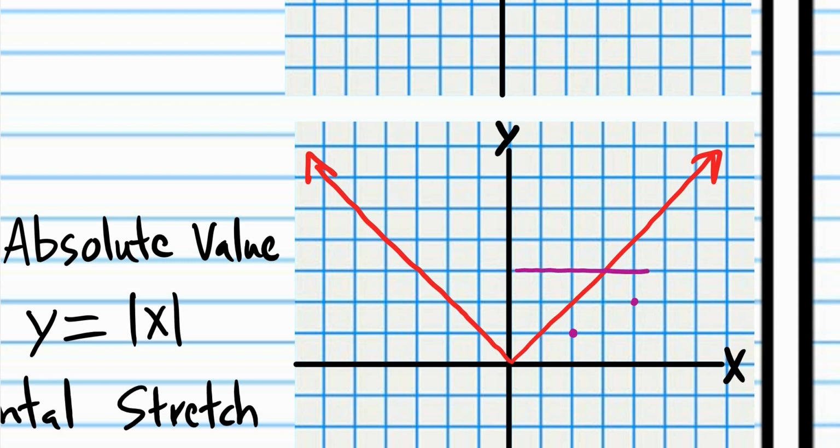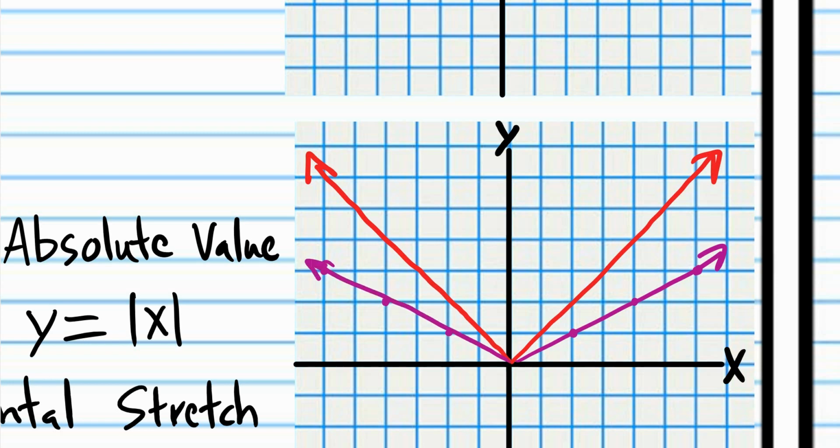So 1, 2, 3, 4, 5, 6. We're multiplying all the x values by 2. And we're going to do the same thing on the other side. So we get these points. And we're just going to connect the dots. And of course the origin stays the same. If you multiply 0 by 2, it's not going to change 0. Whoops. I don't want to go outside our window.